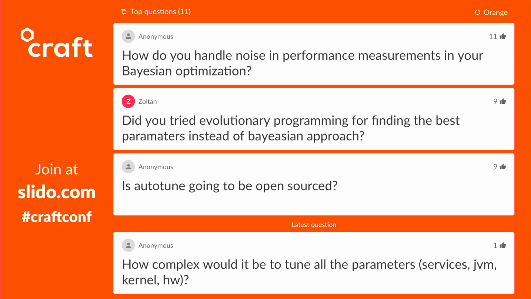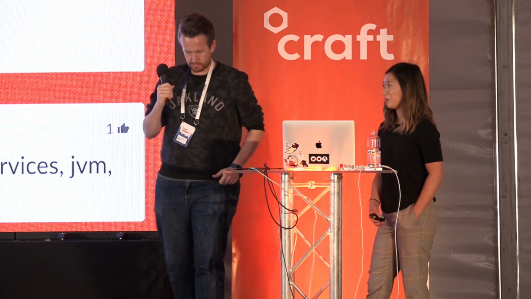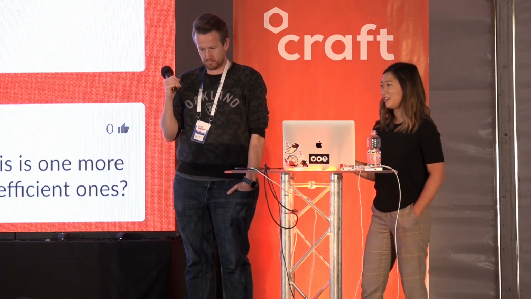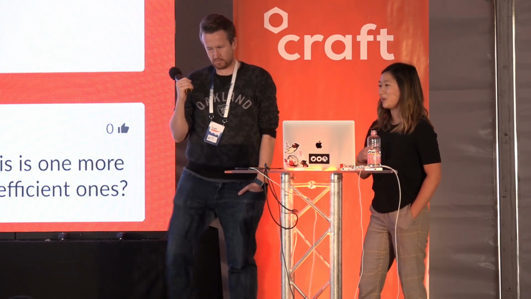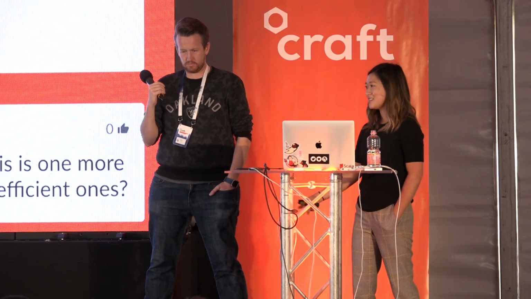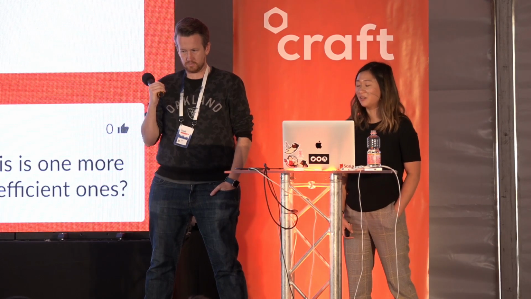How do you handle noise in performance measurements in your Bayesian optimization? So that's one of the things that we could potentially improve upon, but right now we're using the length of the evaluation, so we let it run for longer to let the noise kind of balance itself out, and that's been working so far, but eventually we could think of better ways to deal with noise.